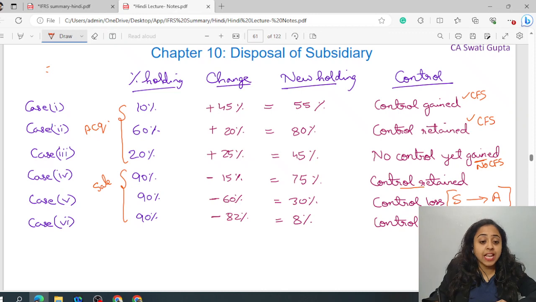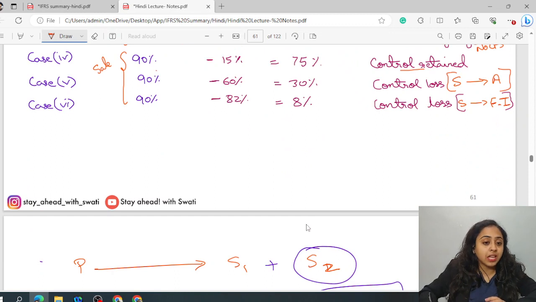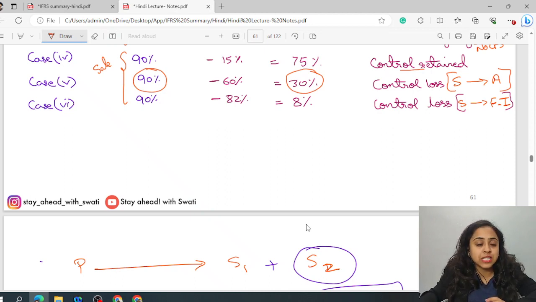Another situation wherein 90% is the current holding, but the investor decides to sell off 60%. Now the new holding that remains is 30% only. Initially there was control, the investor was the majority holder. Now after disposal, it has become an associate. It only has significant influence and not control. And therefore we'll say that the control has been lost. Now the subsidiary has become an associate. Instead of full consolidation, you have to go for the equity method.